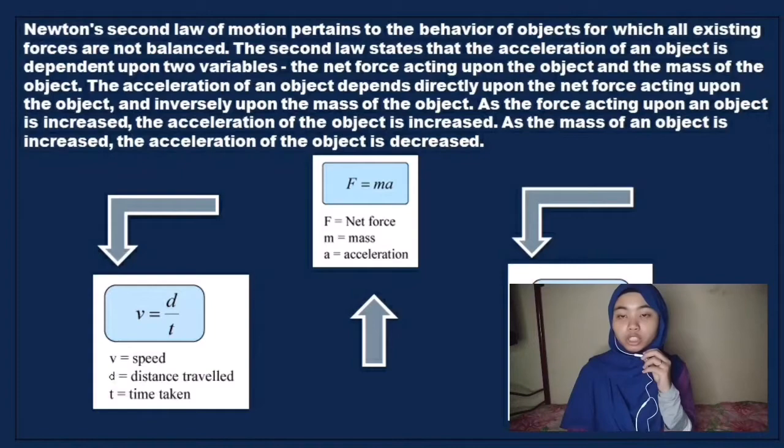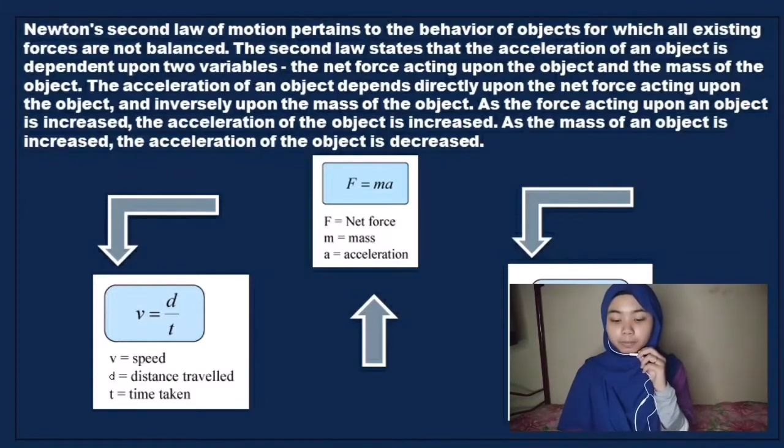Newton's second law of motion pertains to the behavior of objects for which all existing forces are not balanced. The second law states that the acceleration of an object is dependent upon two variables: the net force acting upon the object and the mass of the object. The acceleration of an object depends directly upon the net force acting upon the object and inversely upon the mass of the object.